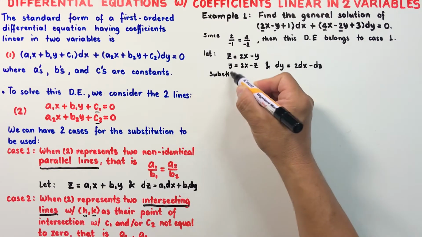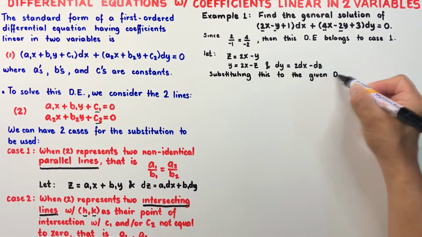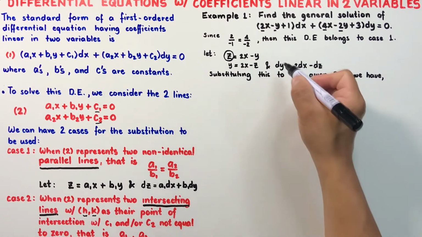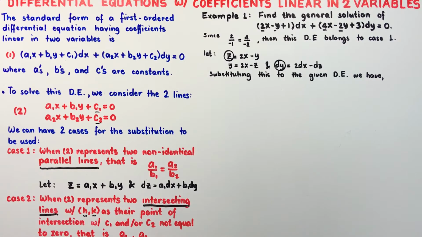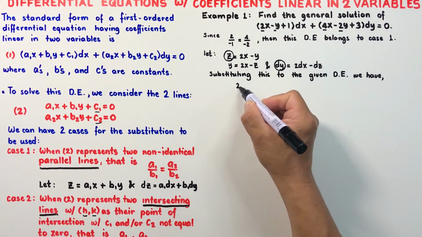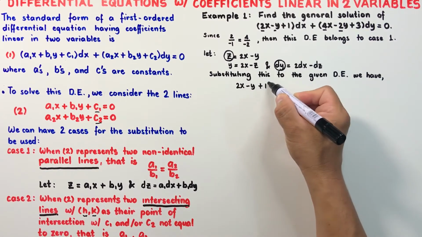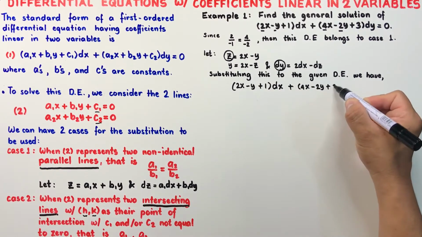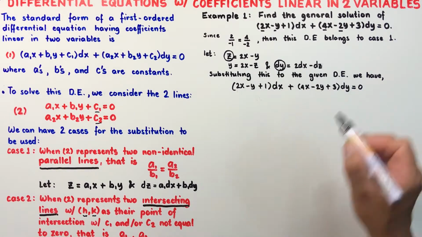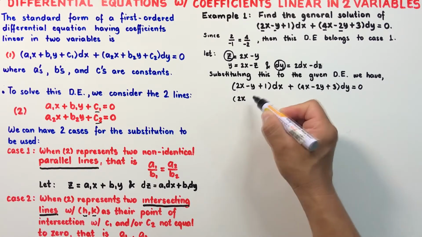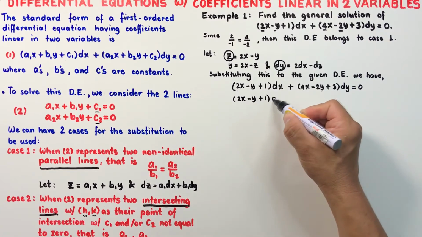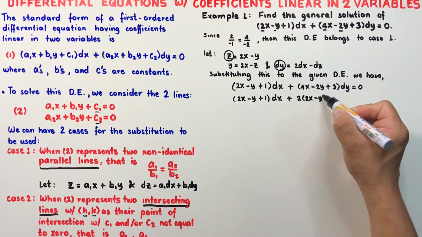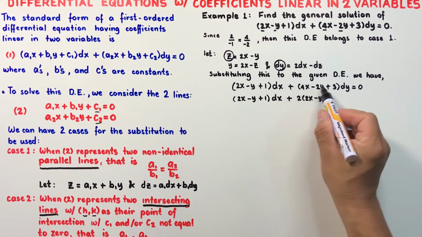And then substituting this into the given differential equation, we will use this z here and this dy here in our given differential equation. Since our original differential equation is 2x minus y plus 1 times dx plus 4x minus 2y plus 3 times dy, which is equal to 0, we can rewrite it as 2x minus y plus 1 times dx plus 2 times the quantity of 2x minus y. So what I did is I just factored out the 2 in these two terms here.